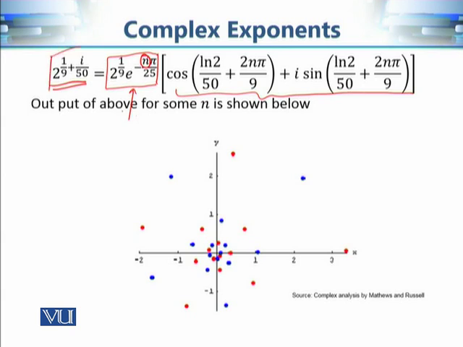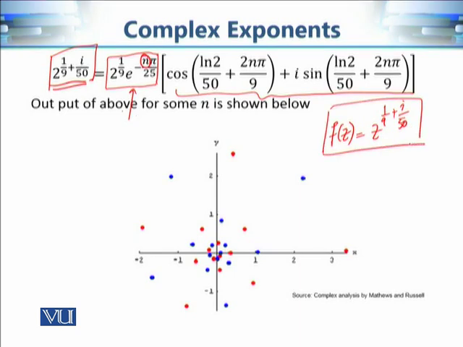So this complex exponent is basically a 1 to infinite kind of function. Okay, so for example, if we define the function f of z to be z raised to power 1 over 9 plus iota over 50, then this function is basically a 1 to infinite function.